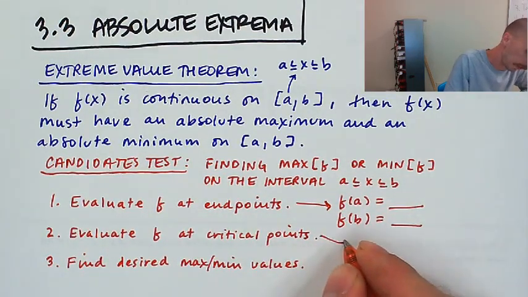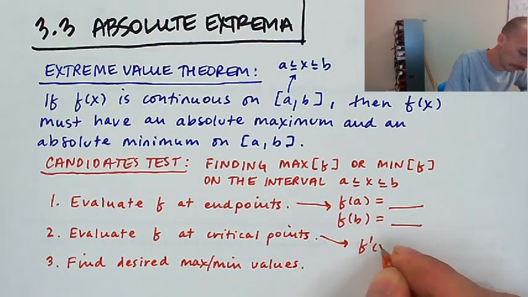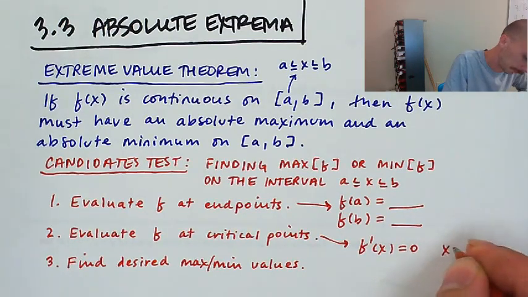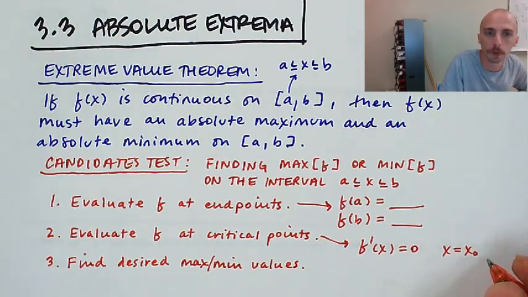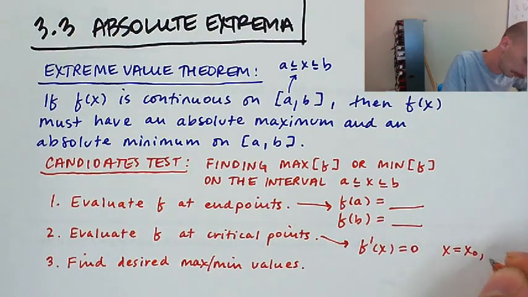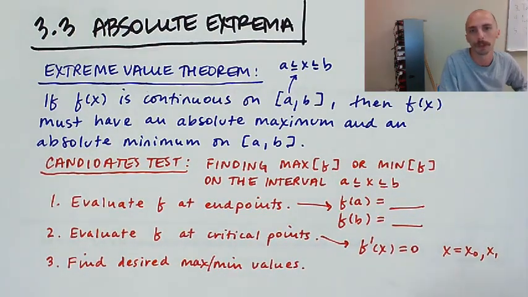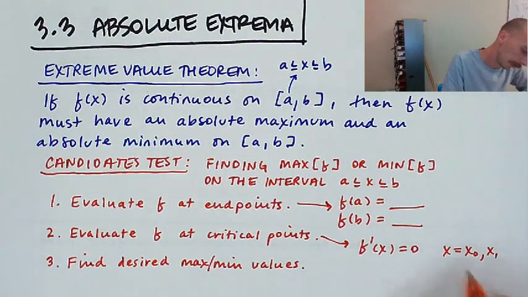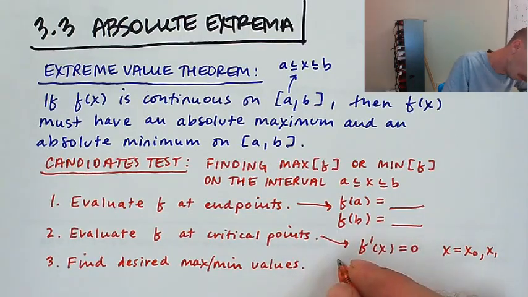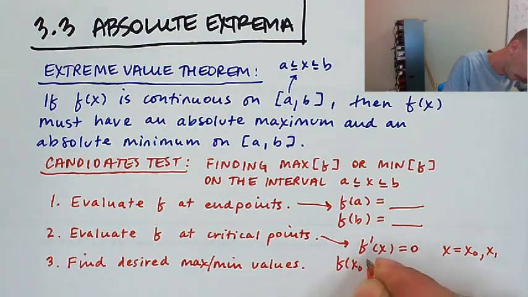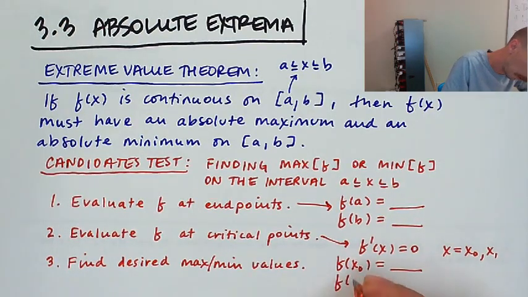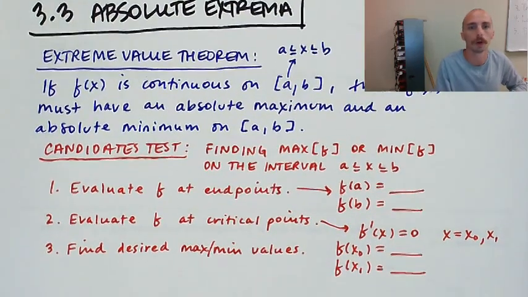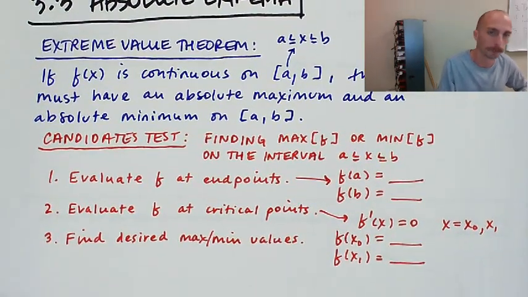Evaluating f at the critical points, you're going to need to start with f prime of x equals 0, and then you're going to get some x values. Say you get 2 of them that are in between a and b. That's the worst case scenario. Really, the worst case scenario is you get a bunch of critical points on the interior of the interval you're interested in. If you get 2 of them, then we're going to go back and evaluate f at x0, and we'll get another value, and then f at x1, and we'll get another one after that. Okay, if you want to see examples of this, just go watch me do the 3.3 homework, and there's plenty of candidates test problems there.